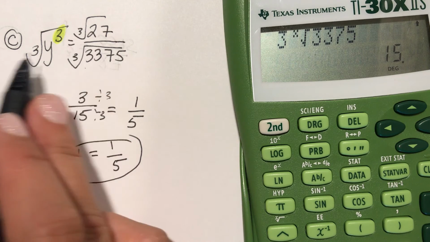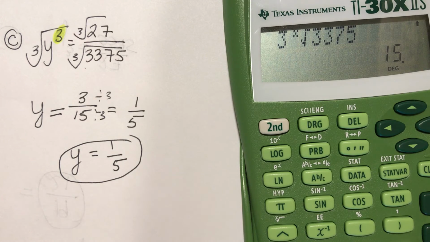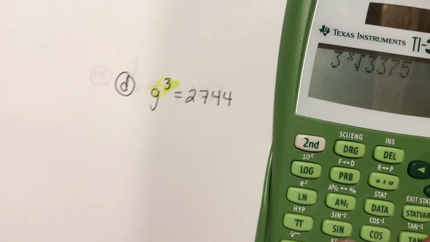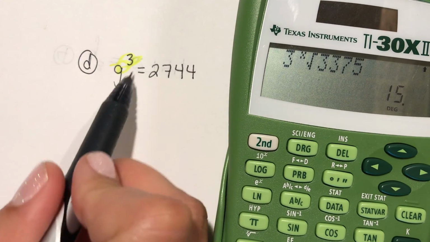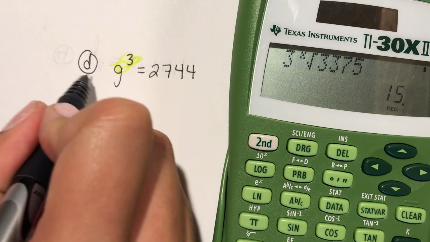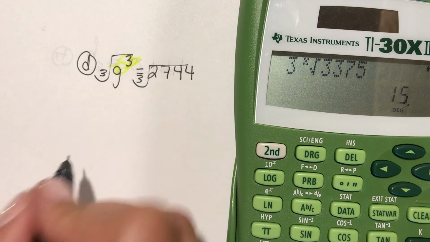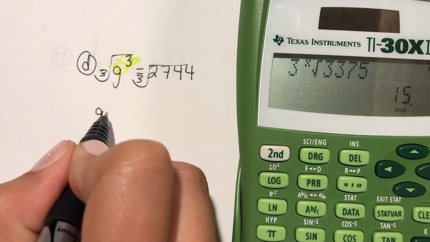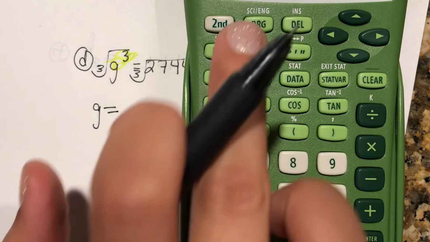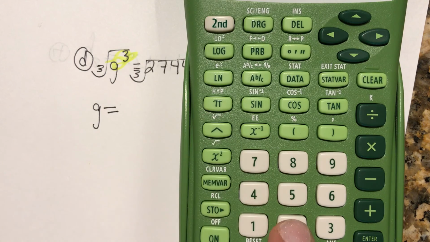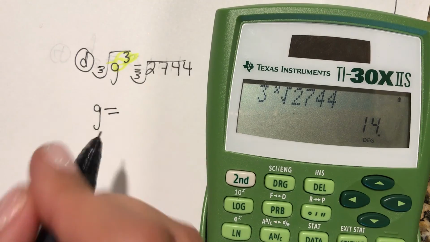When you cube root to solve, you do not need the plus and minus. Your answer is the way that it looks. And then in my last example, it's g cubed is equal to 2,744. There's an equal sign. My exponent is 3, so I am going to cube root both sides in order to undo that exponent. And I get g is equal to, and then we type that into our calculator, 3 second caret 2,744. And we get 14.